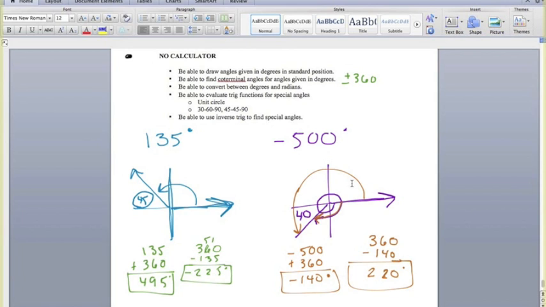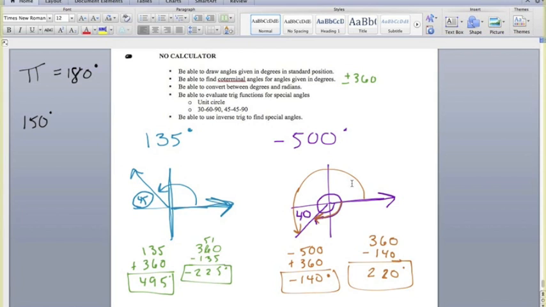The next type of problem says to be able to convert between degrees and radians. Our conversion is that pi radians is equal to 180 degrees. That's like 1 foot is equal to 12 inches. Okay? That's how we move back and forth between our two units. That pi radians is equal to 180 degrees. If you are given an angle in degrees, let's say 150 degrees.